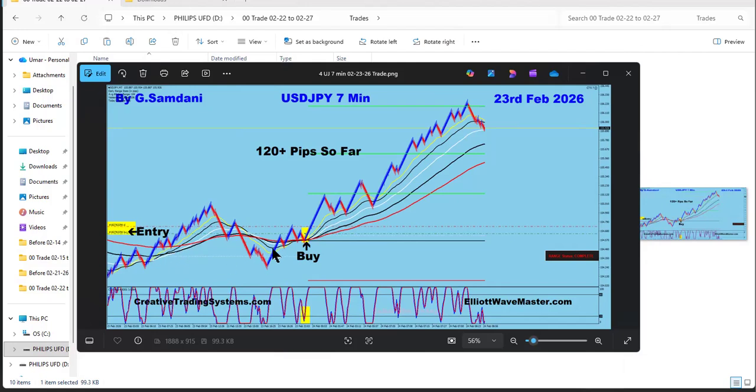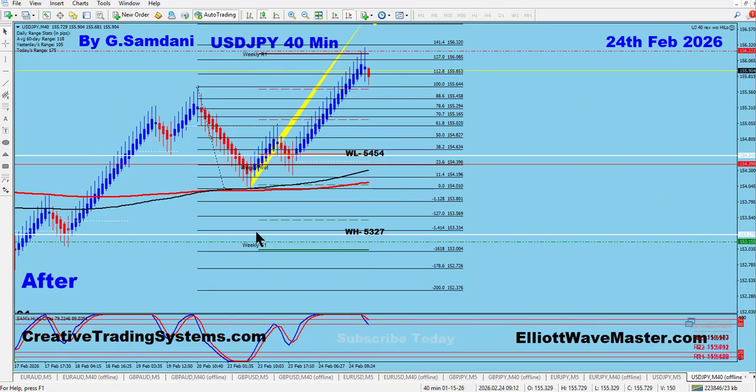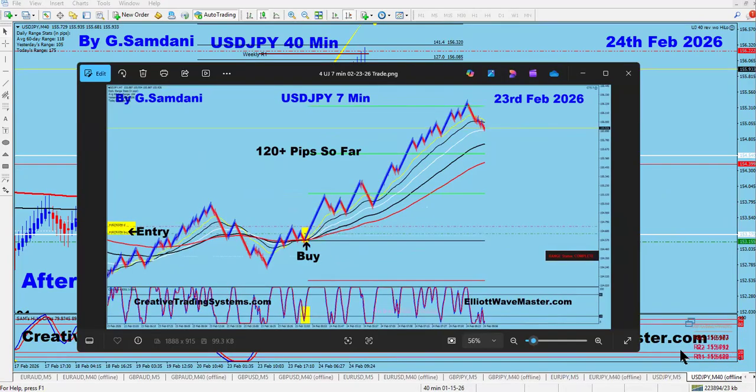Then again, it started to bounce because my 40-minute chart is still intact, right? So my 40-minute chart made a bearish reversal here, which I don't want. And then again, here, the bullish reversal happened. So I will pay attention to this one now, right? And this is at 024 215, 024 215.